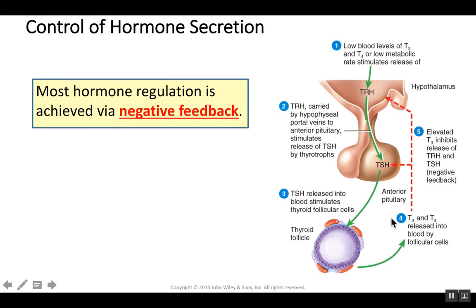If T3 and T4 get too high, they will then turn down the hypothalamus and anterior pituitary gland. So this shows a negative feedback here, meaning the stimulus now was high T3 and T4. The result is lowering T3 and T4 production. So that's what negative feedback means when it pertains to hormones. If the hormone level gets too high, we shut it down. If the hormone levels are too low, we stimulate the production of said hormone.